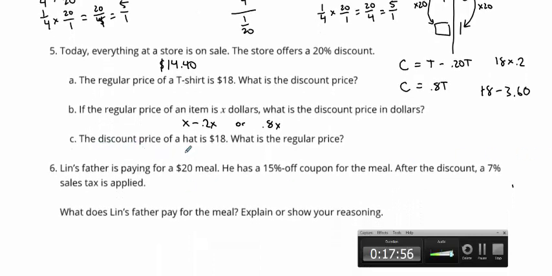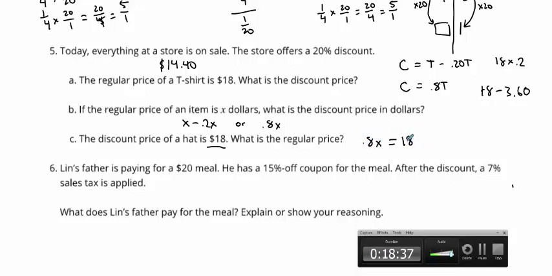Question C says the discount price of a hat is $18. What is the regular price? So this one's a little different. This $18 is already the discount price. So either of these is equal to the discount price. I'm going to use this one. 0.8, 80% of the original price is $18. So 0.8 times something is $18. So how do we find this X? This number times this number is this number.